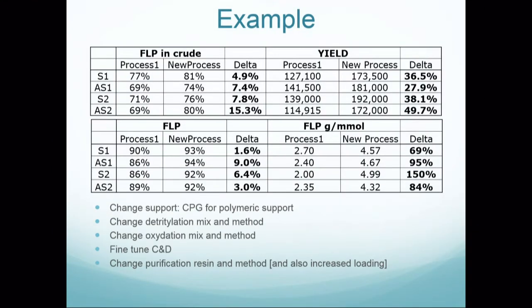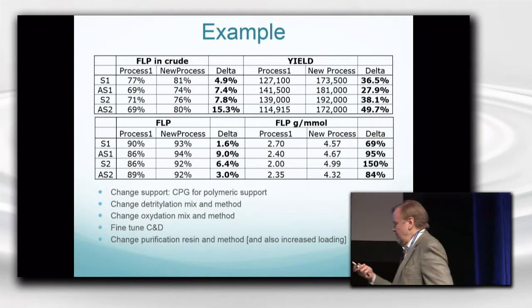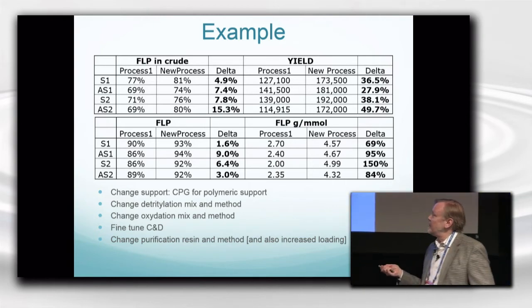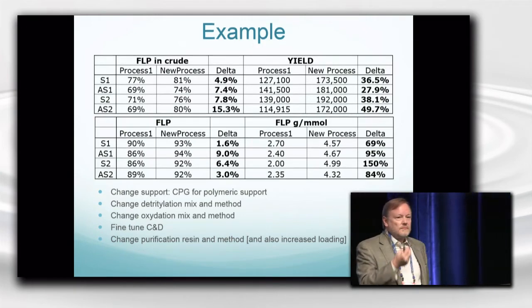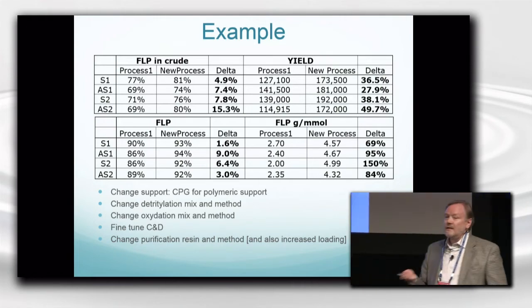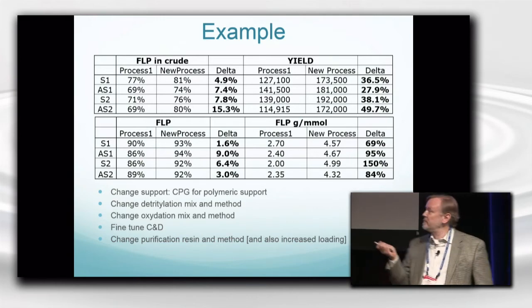And this is, I will conclude with that, an example of something one CMO, one of my clients, and myself have achieved. So we had two siRNAs in this drug substance. So two siRNAs means four strands. First, we decided to try to improve the process by changing the support. And we moved from CPG to one polymeric support.